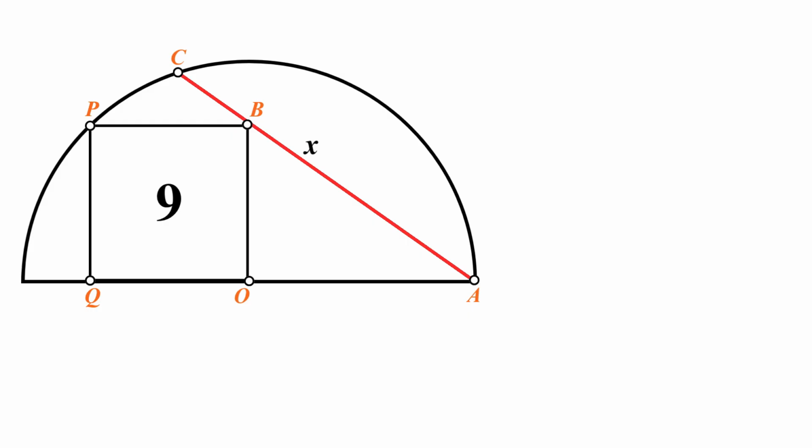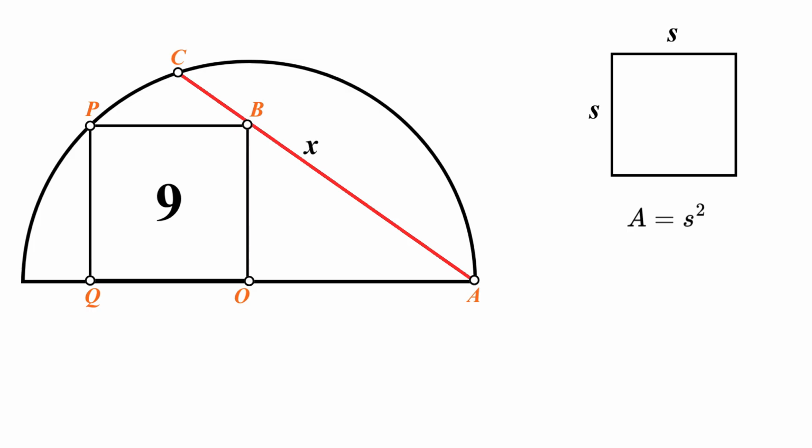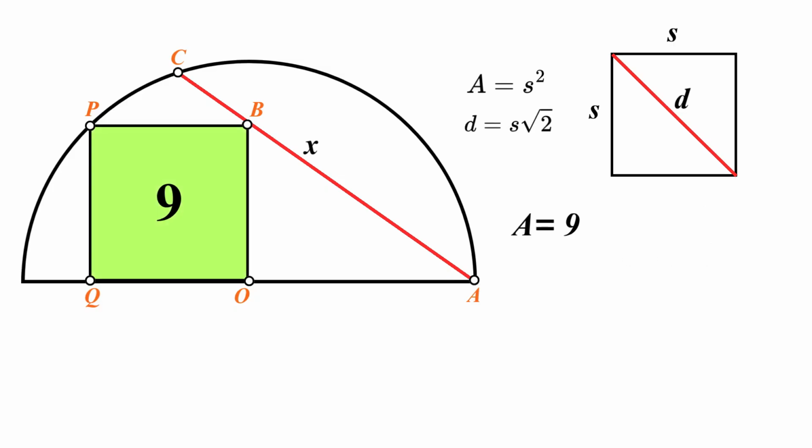Remember, if we have a square with a side length of s, then we calculate the area as s squared, and the diagonal of the square as s times the square root of 2. Okay, let's look at our square. We are given that the area of our square is 9. We can say that s squared equals 9. This means the side of our square will be equal to 3.